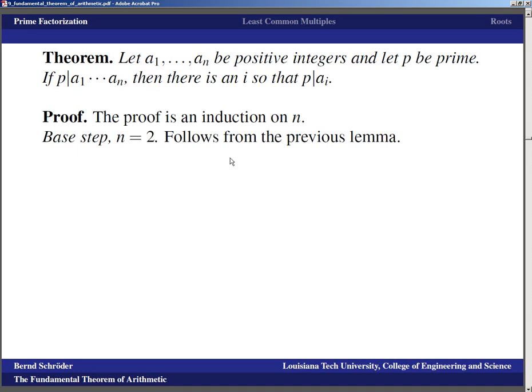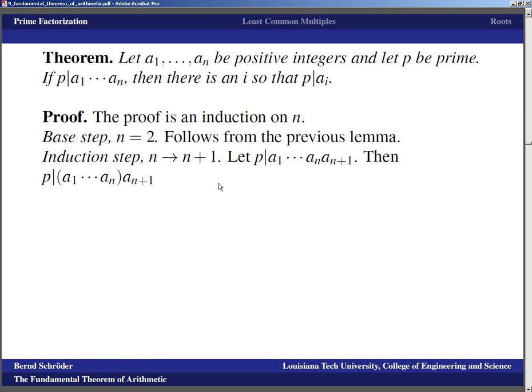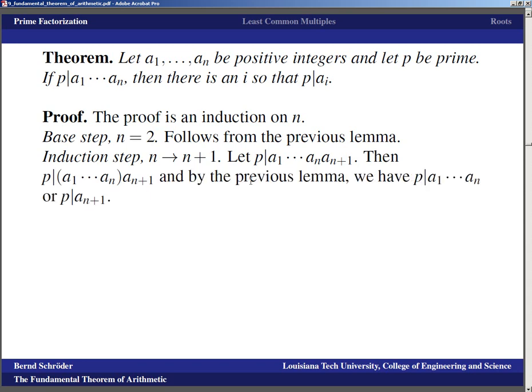Well, for n equals 2, it's that lemma that we've just proved. And for the induction step n to n plus 1, if p divides the product a_1 to a_n and a_(n+1), then we just bracket that, right? Because then p divides the product of the first n numbers with the n plus first number. And by the previous lemma, that means that p either divides the product of the first n numbers or the n plus first number, or even both.